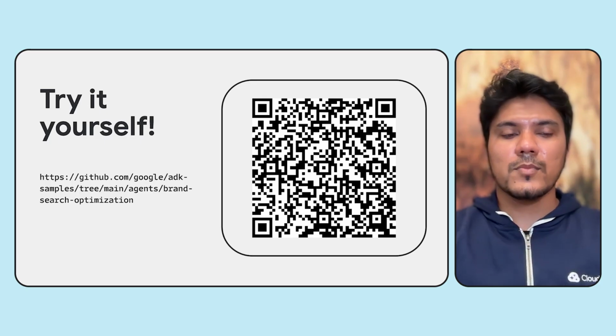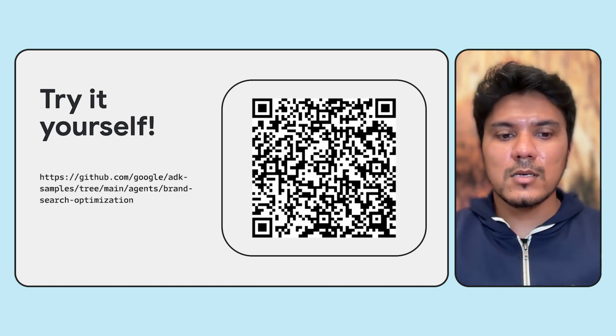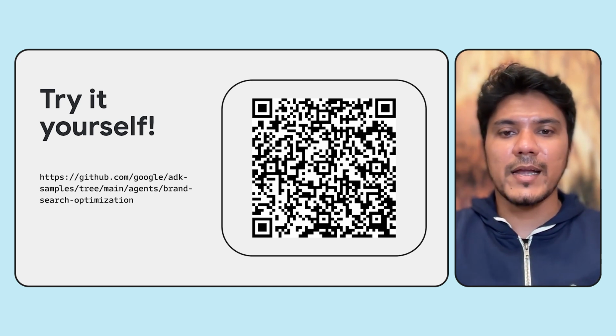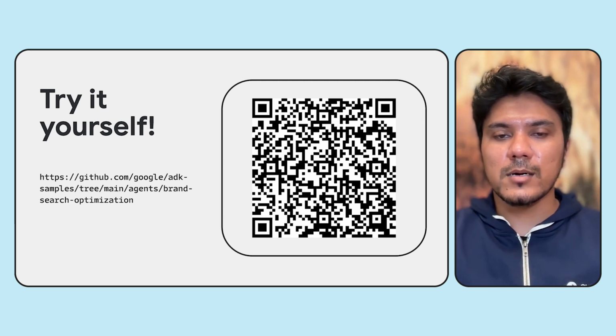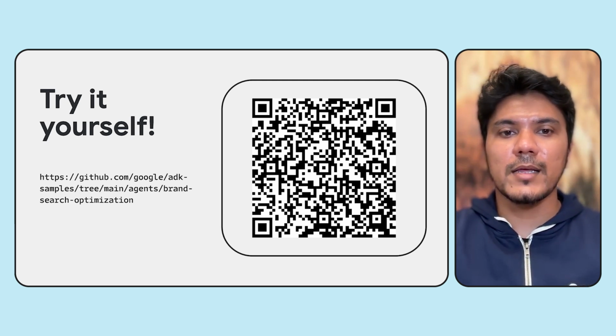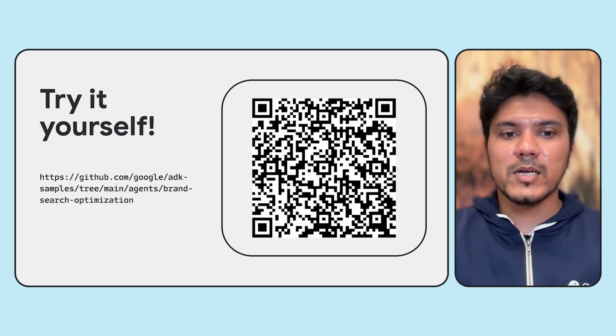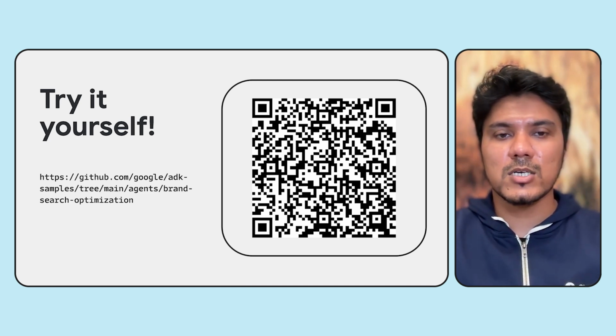Thank you, Nicole. Why don't you give us more resources on where we can find information? So the brand search optimization is included as one of the ADK samples on GitHub. You can find it in Google's GitHub repository under ADK samples. You can find brand search optimization. The setup is mentioned in the README, and we are very happy to get more suggestions and contributions from all of you.